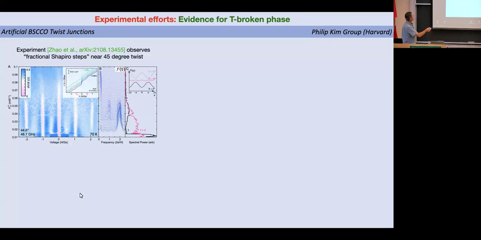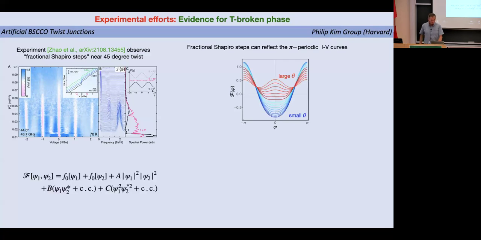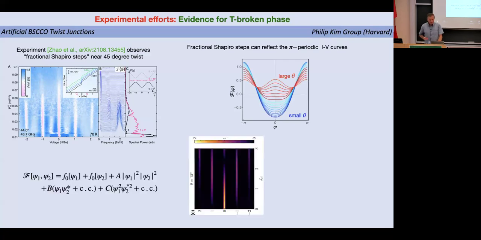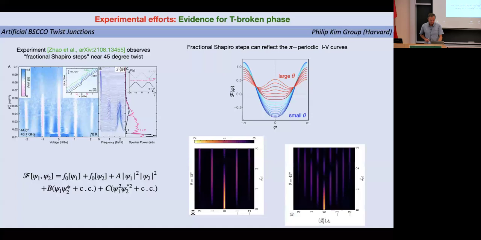This they only saw in these 45-degree twisted junctions, not in any other angles. And it can be interpreted as a significant component of the second order tunneling, which is required for this time reversal symmetry breaking. We modeled that again using this same Ginzburg-Landau theory, and indeed within the model, this doesn't show unfortunately so well, but we see these half integer Shapiro steps.